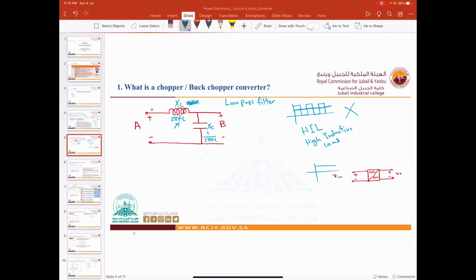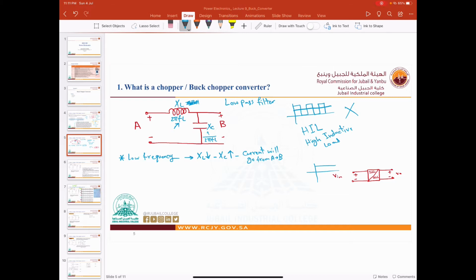Now let me just write it down here and you will understand. In case of low frequency, this is a low pass filter. We know that XL is going to be decreased, and XC is going to be increased. And what will happen? Current will go from A to B. So our objective, guys, is to allow current from A to B. That's why we call it a low pass filter. So in case of low frequency, the current will pass from point A to point B.